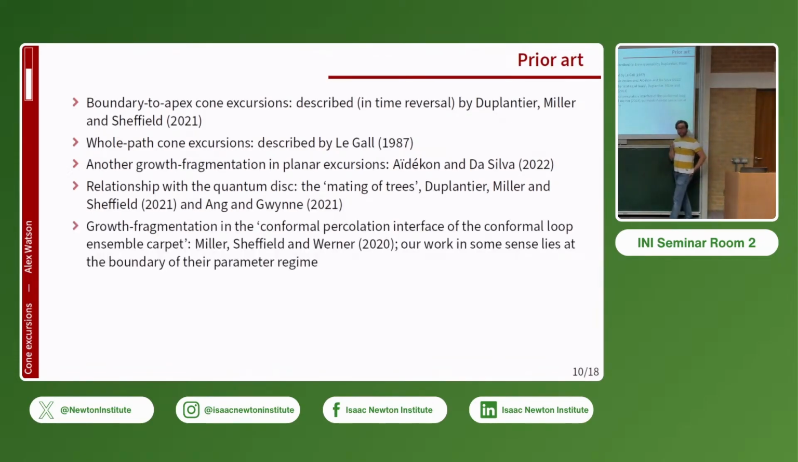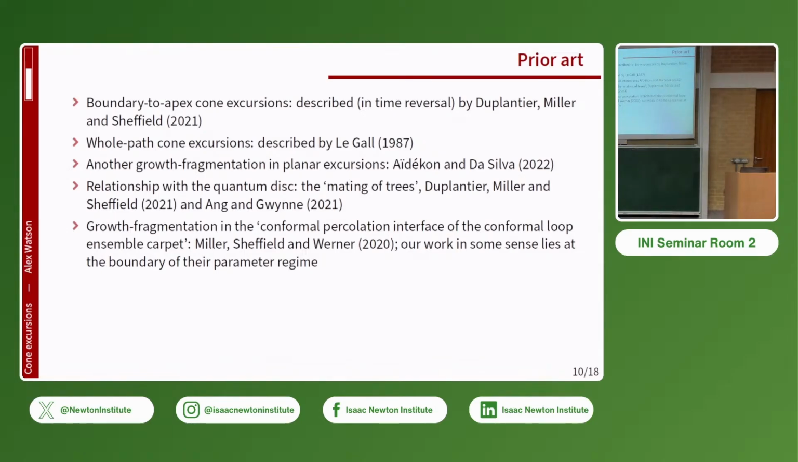Another growth fragmentation very much connected with the one I'm describing here was found in what is called the conformal percolation interface of the CLE, conformal loop ensemble, carpet. This was a paper of Miller, Sheffield, and Werner. I'm going to butcher this probably, but you take your quantum disk and draw CLE curves on it, which form almost like obstacles for an SLE curve that moves through them. That's this conformal percolation interface, and this paper describes the left and right boundary length of that object.